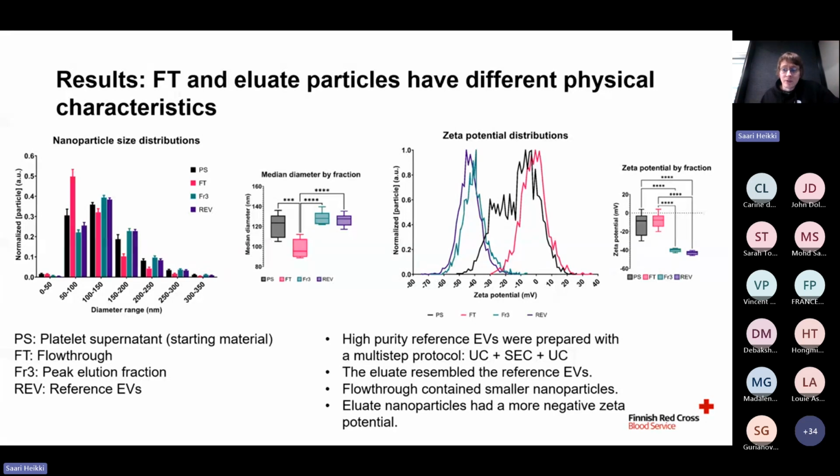So the fraction 3 particles are much more negative and they are eluted later from the column compared to these flow-through fractions, which don't really bind the column because they don't have that surface charge. From literature, I know that lipoproteins have a much less negative charge or even a positive charge. So this all starts to make sense, that these flow-through particles might be lipoproteins rather than EVs.